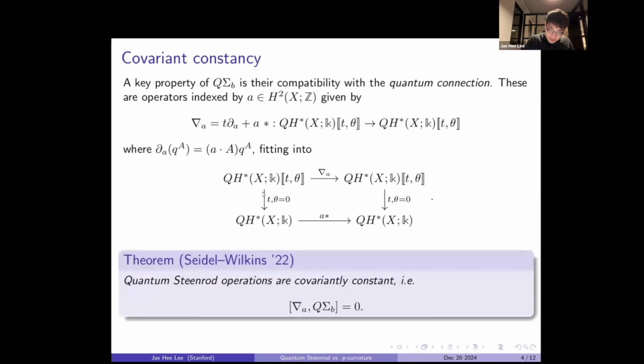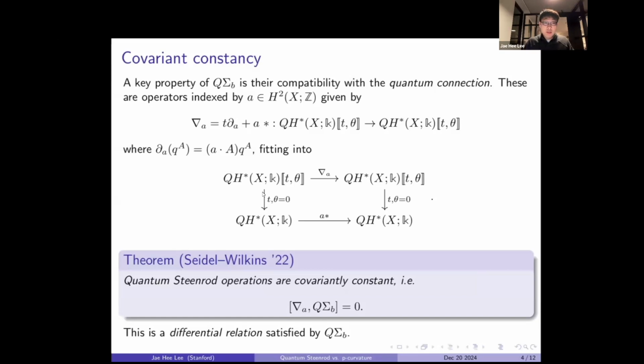So the theorem of Seidel and Wilkins says that the quantum Steenrod operations commute with the action of this quantum connection. And note that this is some kind of differential equation satisfied by this matrix Q sigma B. So using this relation, one can try to solve for this matrix Q sigma B and determine it, similar to how you would solve an ODE using formal power series methods.